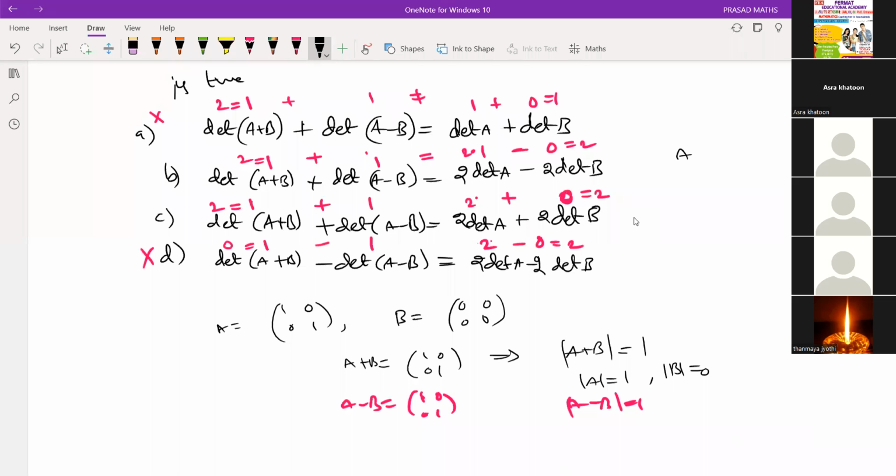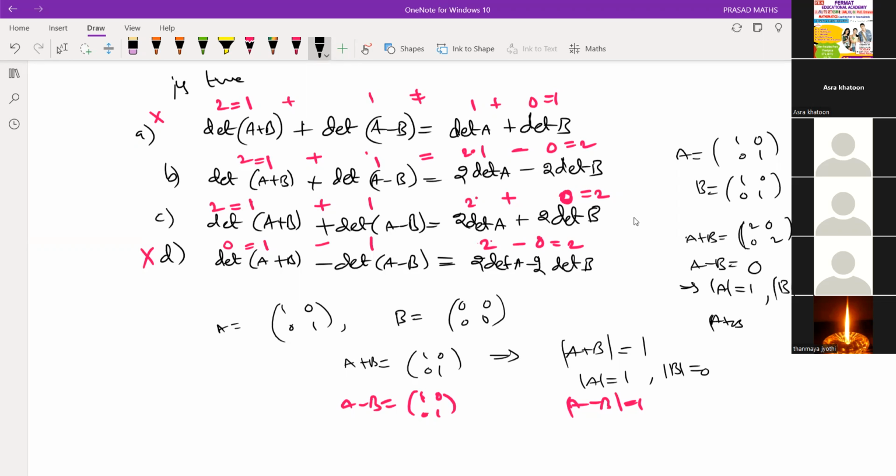Now check for B and C again. I'm going to take A equal to [1 0; 0 1], and B equal to the same matrix, [1 0; 0 1]. Now what is A plus B? A plus B is [2 0; 0 2]. What is A minus B? The zero matrix. Therefore, det A is 1, det B is also 1, det of A plus B is 4, and det of A minus B is 0.